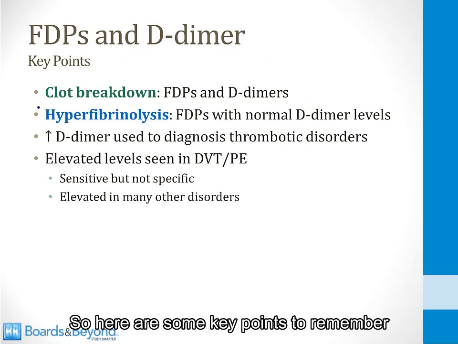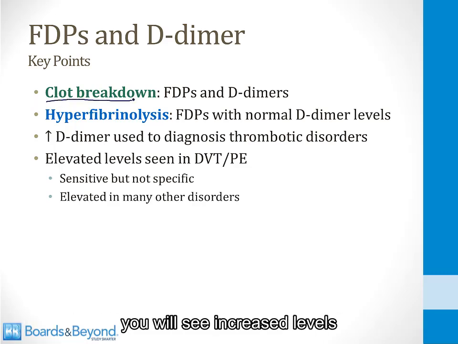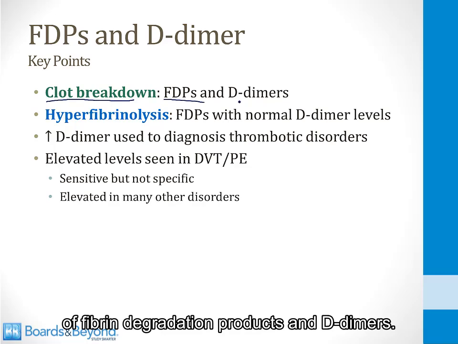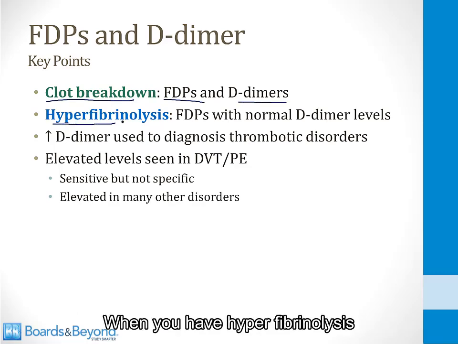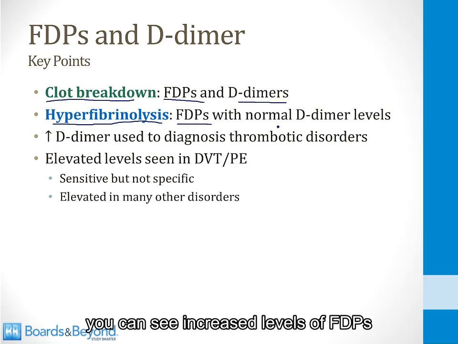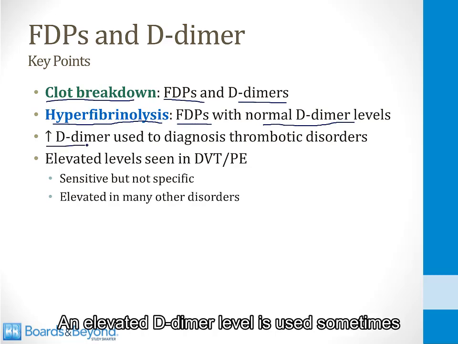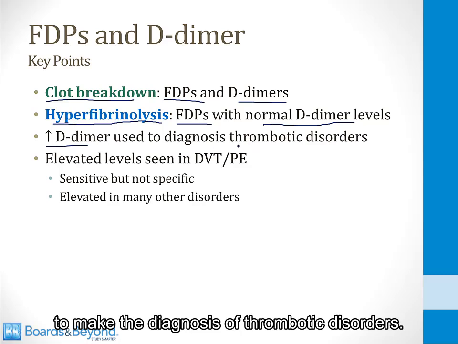fibrinolysis. So here are some key points to remember about fibrin degradation products and the D dimer level. When you have breakdown of clot, you will see increased levels of fibrin degradation products and D dimers. When you have hyperfibrinolysis and overactivity of plasmin, you can see increased levels of FDPs, but the D dimer level will be normal. An elevated D dimer level is used sometimes to make the diagnosis of thrombotic disorders.